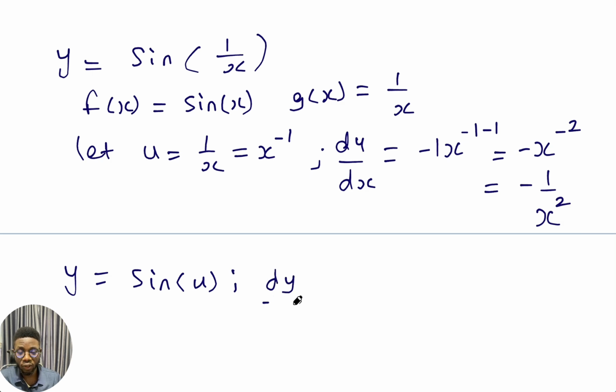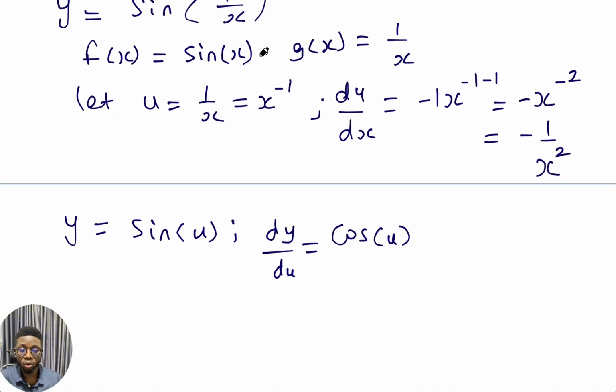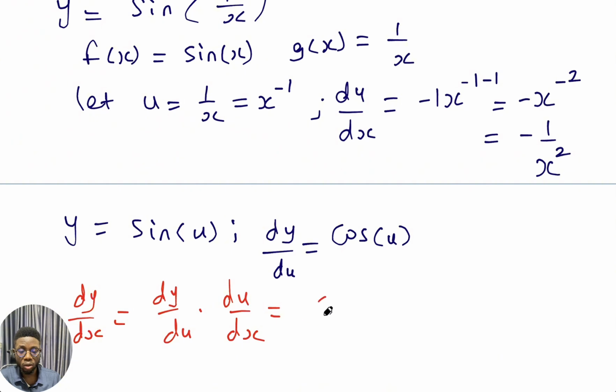Then we have the derivative of y with respect to u is then going to be equal to cos u. And the final thing to do here is to apply the chain rule. So to apply the chain rule, we then have dy/dx is then the product of the derivative of y with respect to u multiplied by the derivative of u with respect to x, which is cosine of u multiplied by the derivative of u with respect to x, which is negative 1 divided by x squared. If you multiply this very well, you have negative cosine of u divided by x squared.